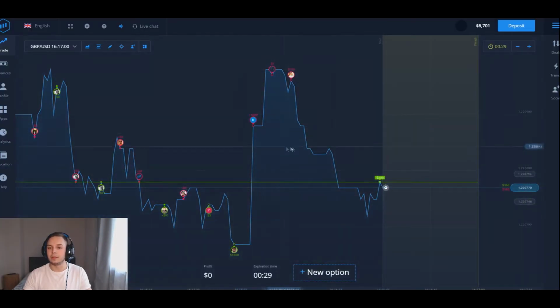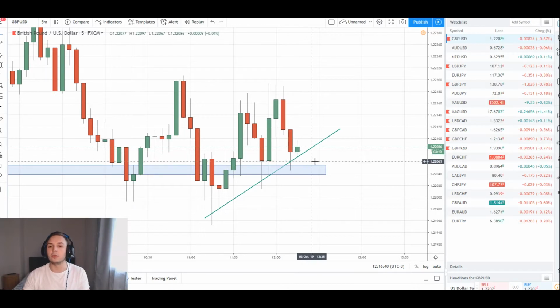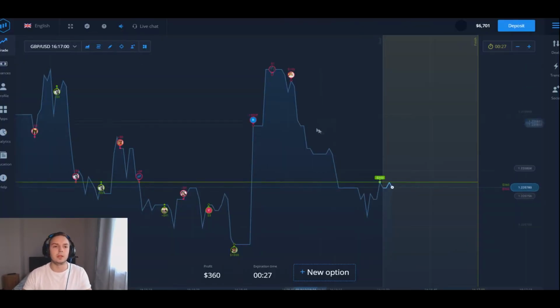Let's place this trade. Let's see if it's going to be profitable. GBP USD, it bounced back a little bit. Maybe I should have waited a little bit more for a pullback towards the downwards direction. A little bit stronger pullback, that's what I mean. But it should be fine, honestly.